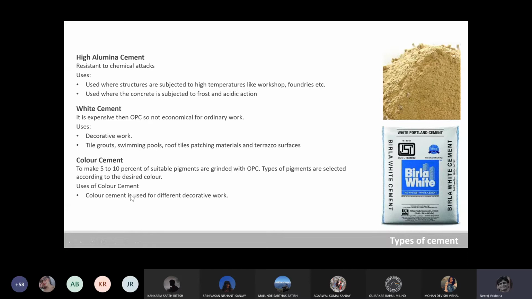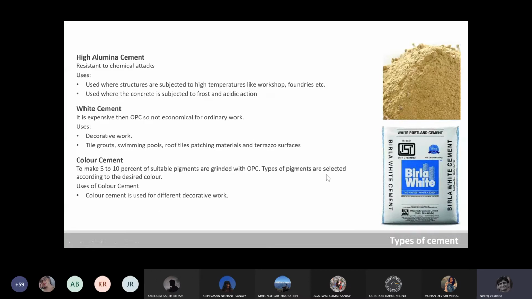To make colored cement, 5 to 10% of suitable pigments are ground with OPC. Again, generally we don't use it, because we use cement or concrete for structural members, and wherever we want aesthetic purposes, we opt for some other material rather than cement or concrete. But still it is there, so I'm letting you know that it can also be done.